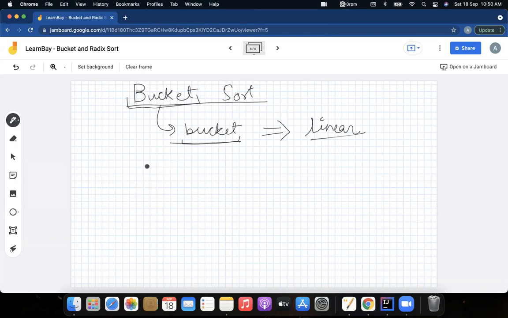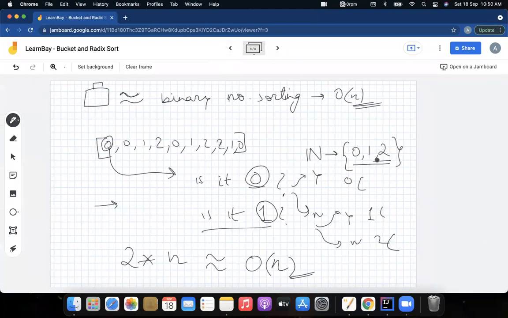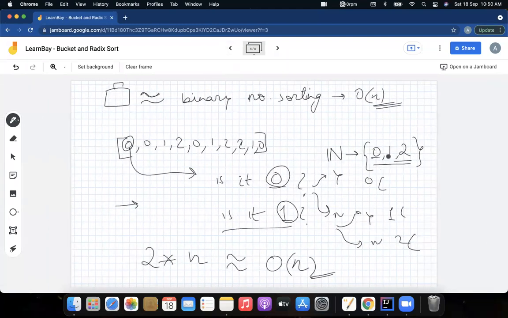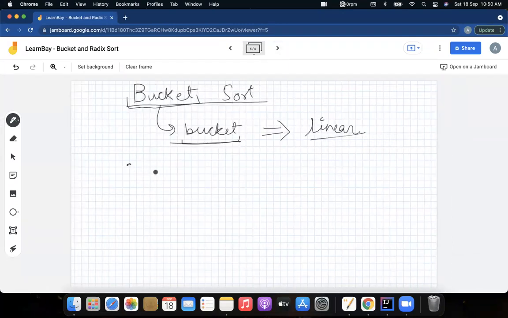Before that, I will introduce you to a concept. Right now, our buckets were defined by a number, right? 0 is a bucket, 1 is a bucket, 2 is a bucket. Bucket sort is more general.